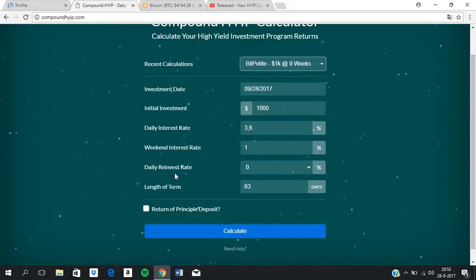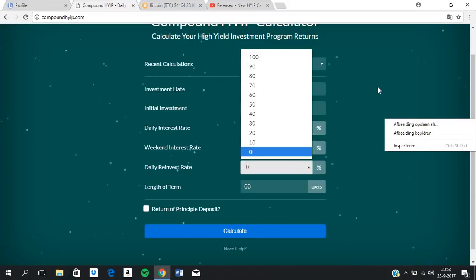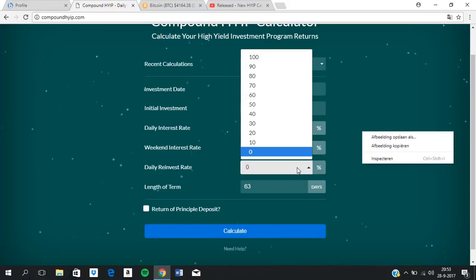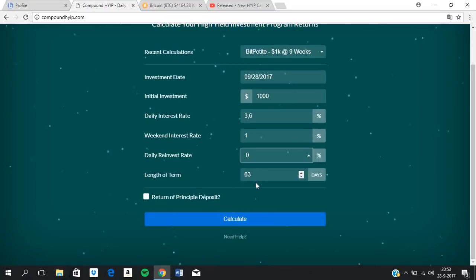It also has a feature for daily reinvestment rates. What they mean by this is that you can invest back the interest that you have earned daily. Well, we will put it on 0. Then you can choose the length of term. We've chosen 9 weeks, so it's 63 days. And here is the return of principal deposit. Well, Bitpetite doesn't have a return of principal deposit. It's BitConnect, which has a return of principal deposit and other hypes.